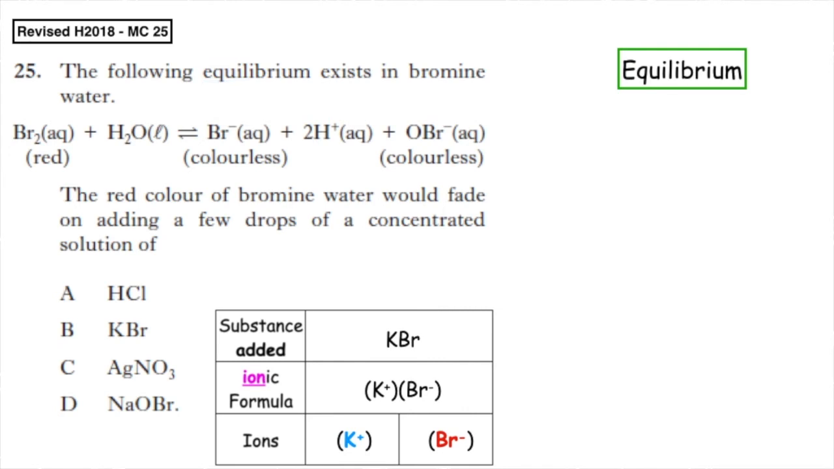If I take my bromide ion, Br minus, I can see that that is present in the equilibrium mixture. So I'd be increasing the concentration of my product side, which would push the position of the equilibrium to the left.